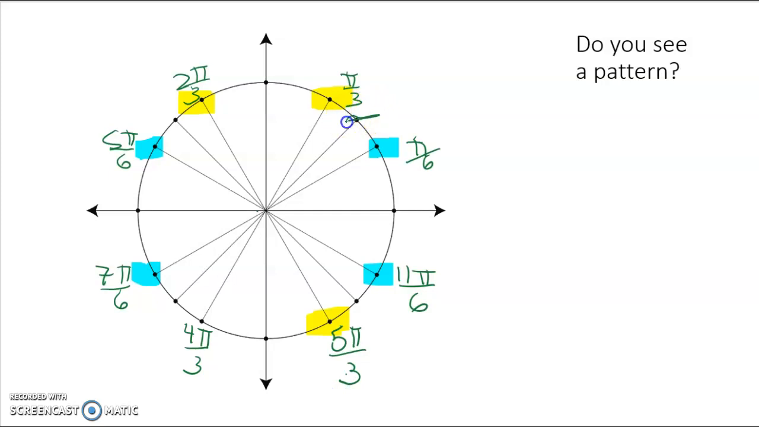Our 45s, oh, I want a highlighter instead. Colors are all looking the same. The notes are better for you. I think I messed up one of these colors. Here we're at 45s. Here we're at pi over 4. Here we're at 3 pi over 4. 5 pi over 4. 7 pi over 4.